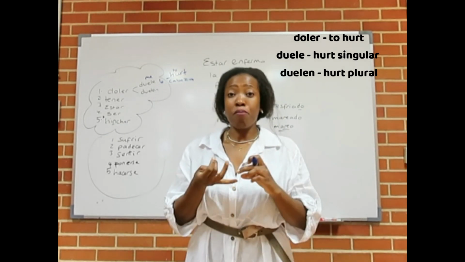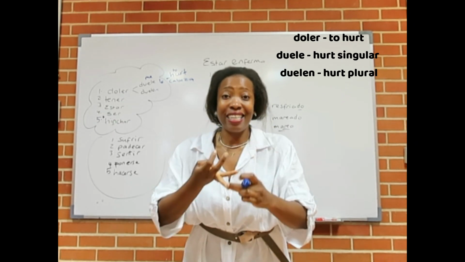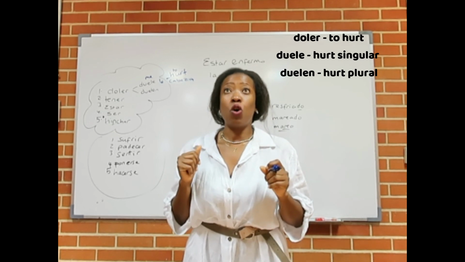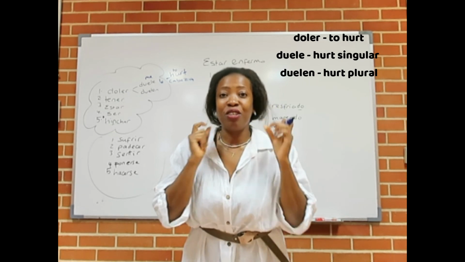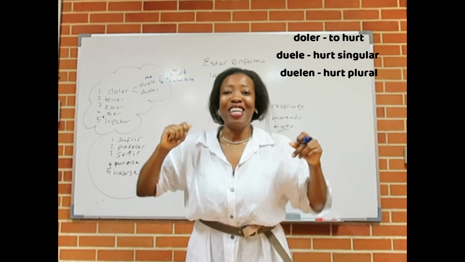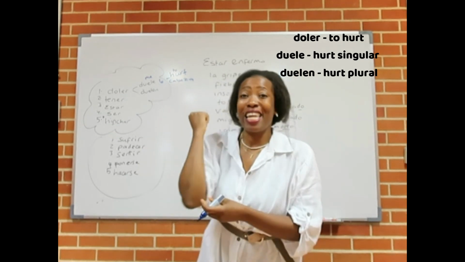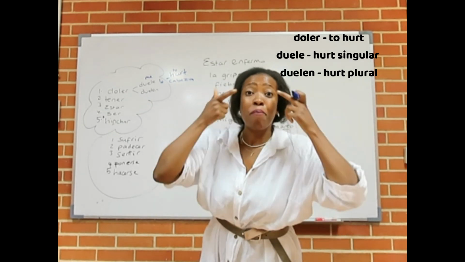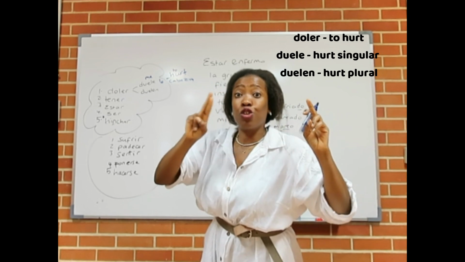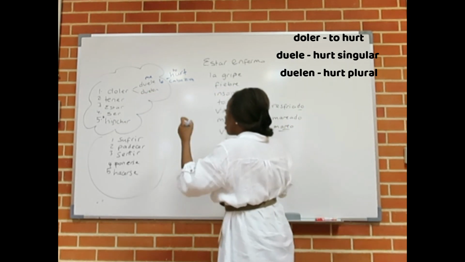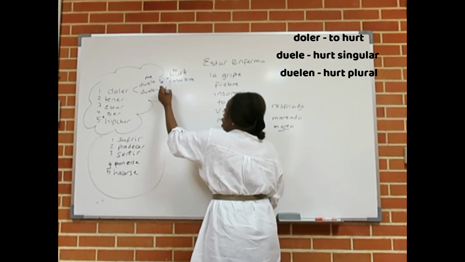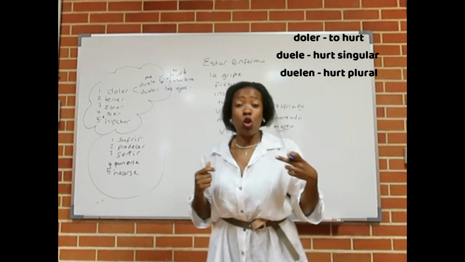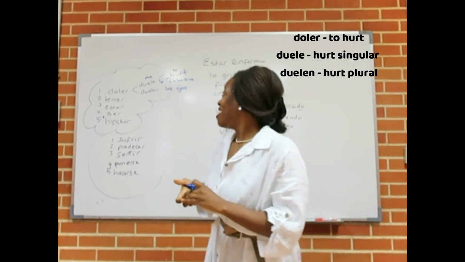But just like gustar y encantar, if you're talking about plural nouns, you will apply an N. Since you have 2 ears or 2 elbows, you would say me duelen. Actually, your eyes is more common. Me duelen los ojos. Because you've got 2 eyes, you would add an N to the duelen. Me duelen los ojos. So don't forget that.